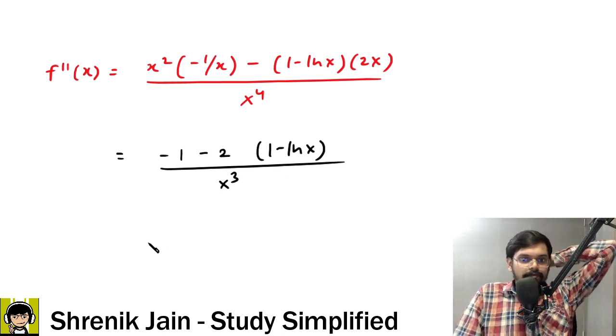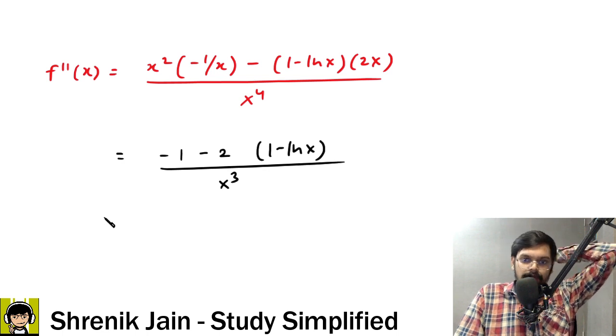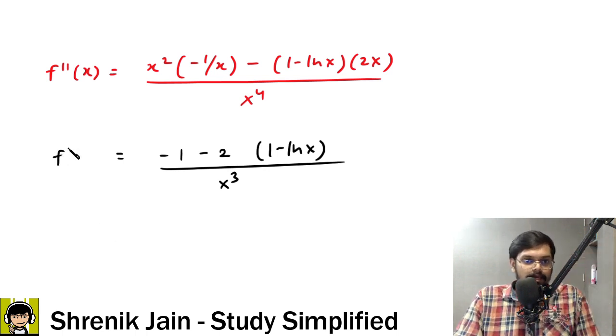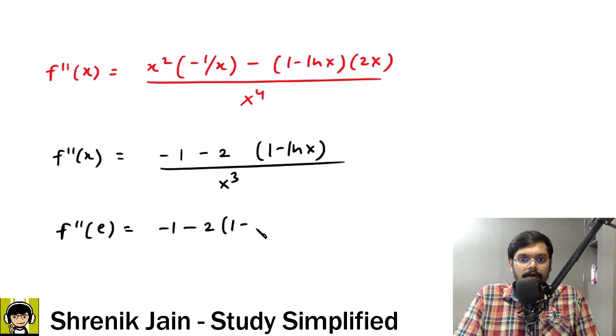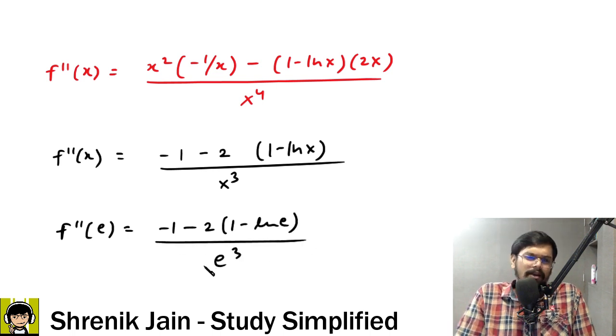Yes. If that is the case, then I can say that your double derivative at x equal to e would look like minus 1 minus 2 times 1 minus ln e divided by e cube. Is it correct or is it not? Guys, tell me, is it correct or is it not?